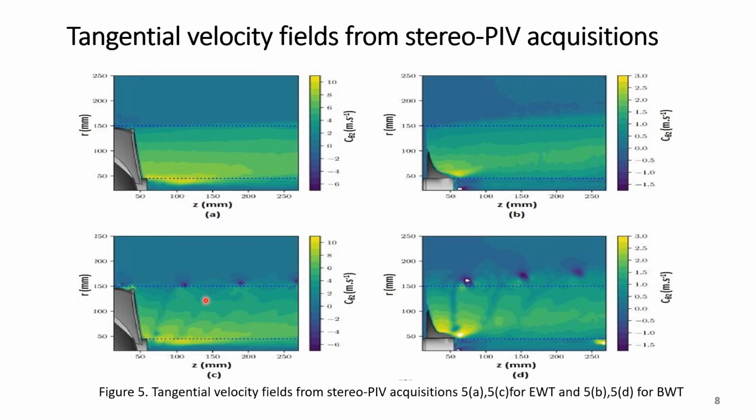This indicates that the wake is expanding behind the EWT type wind turbine. In the BWT type wind turbine, the wake angle is 6 degrees, higher than the EWT type turbine, where it is 3 degrees.